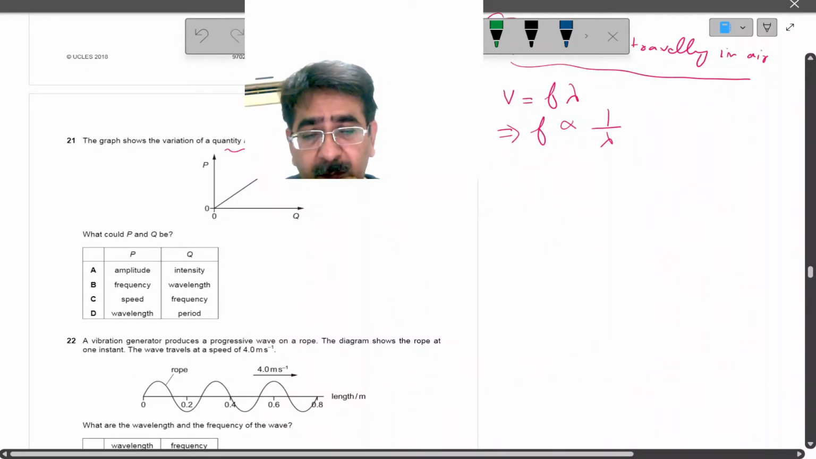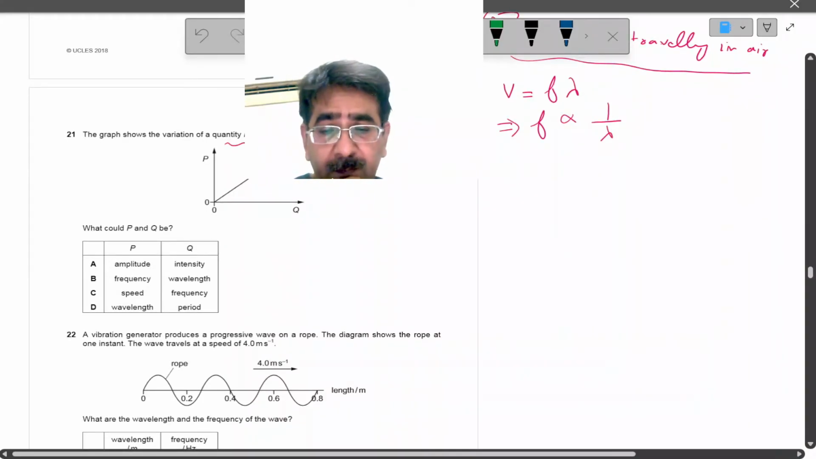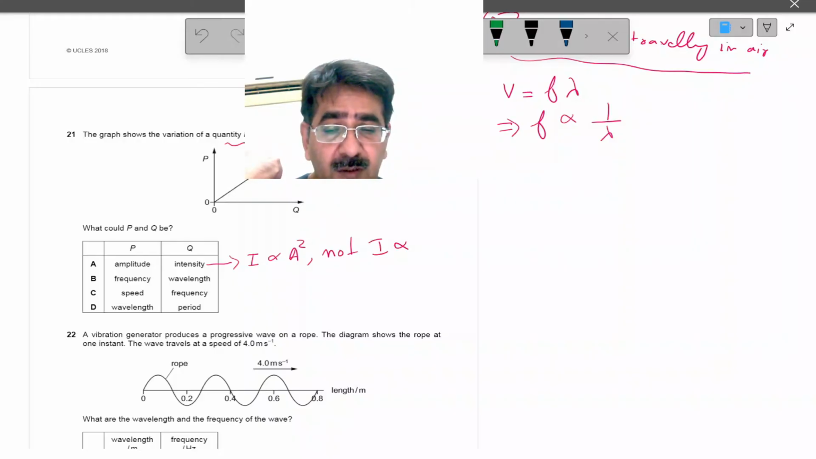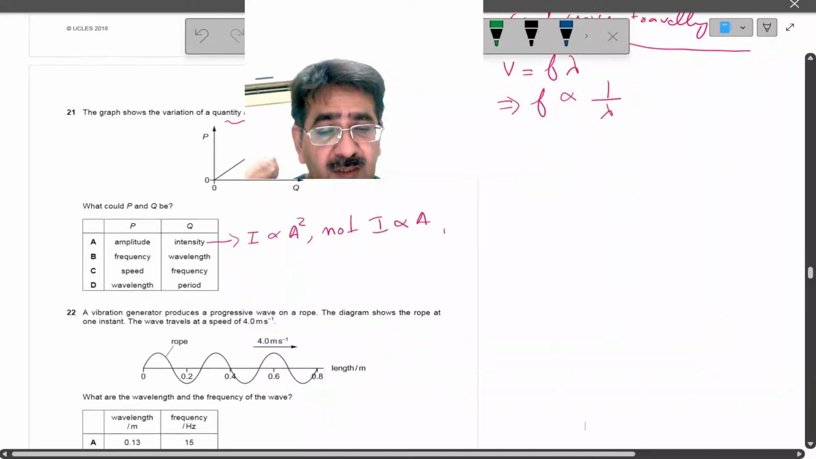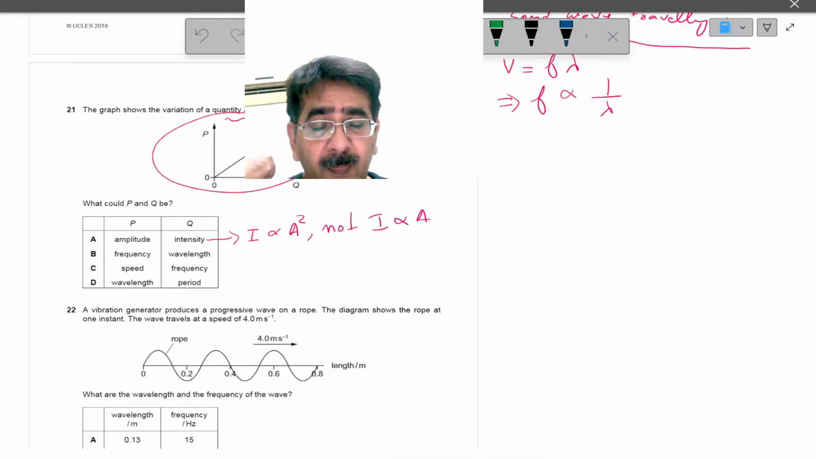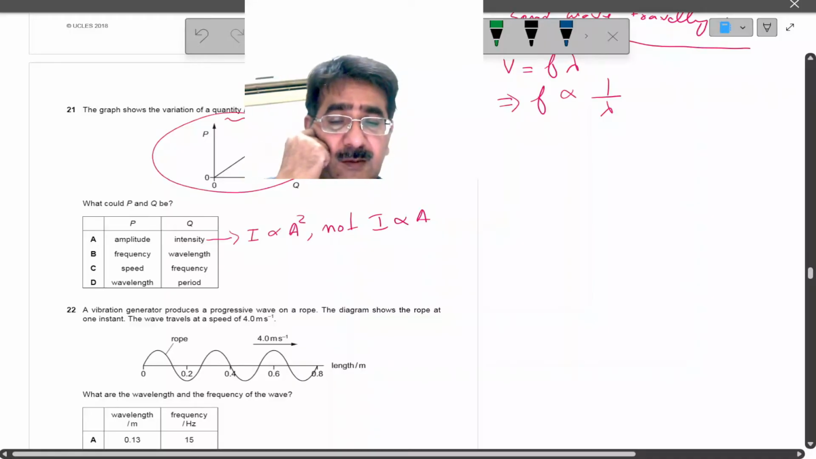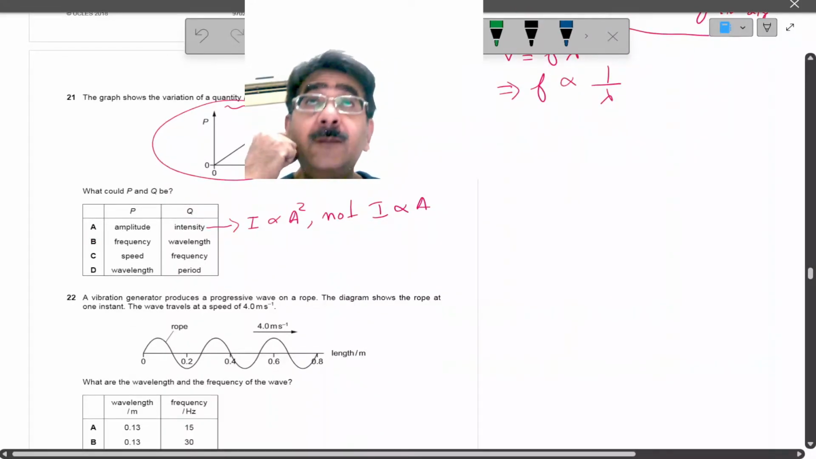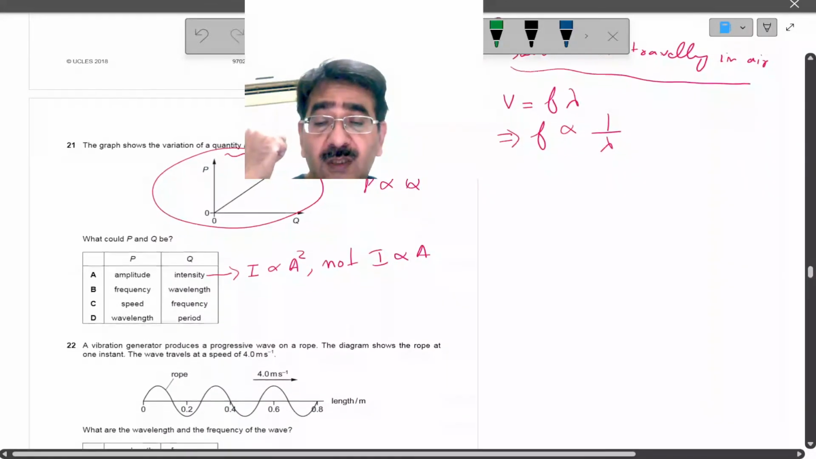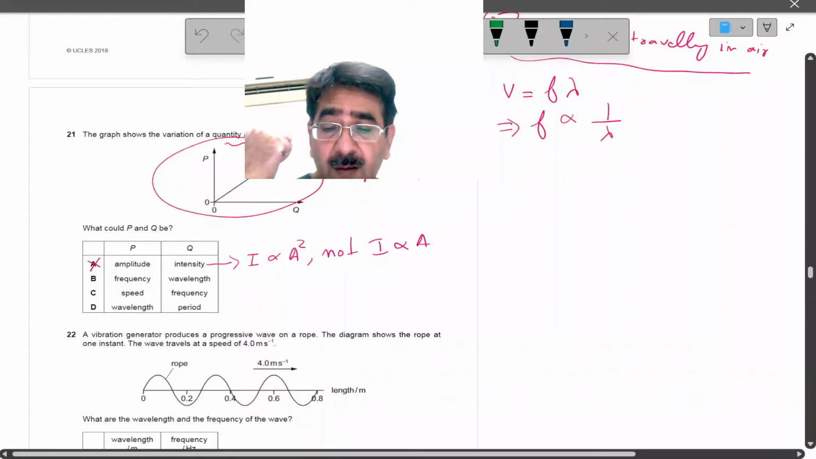A is amplitude and intensity, but intensity is actually directly proportional to A squared, not directly proportional to A. But from the graph, P is directly proportional to Q. So the graph is for a directly proportional relation, P must be directly proportional to Q. So this is wrong.